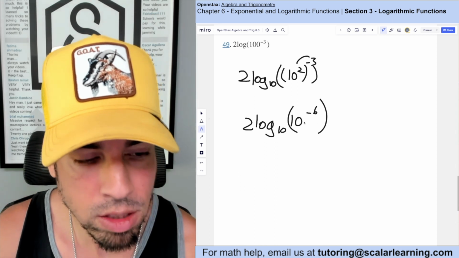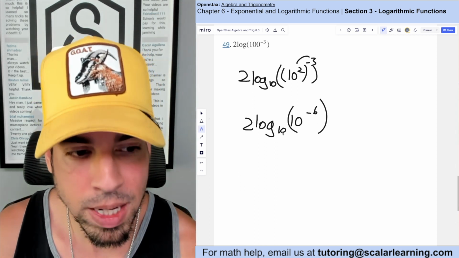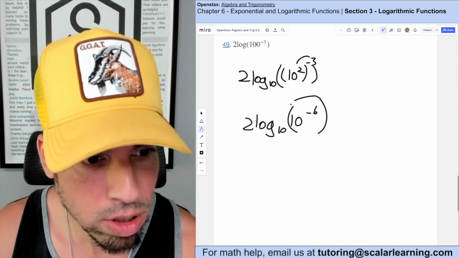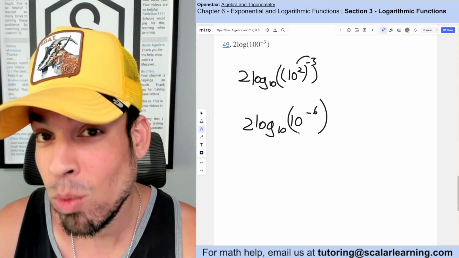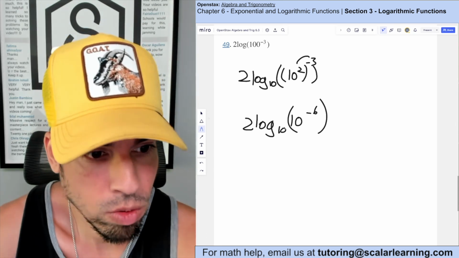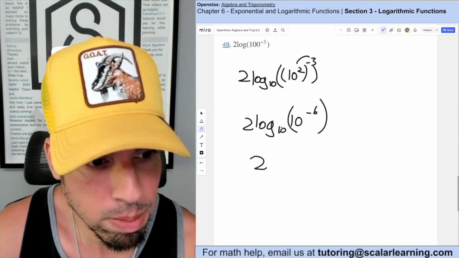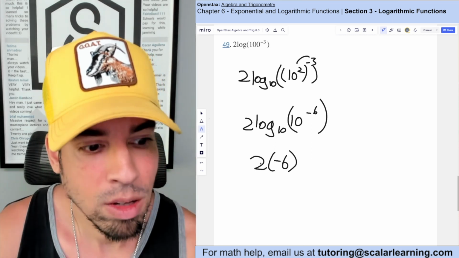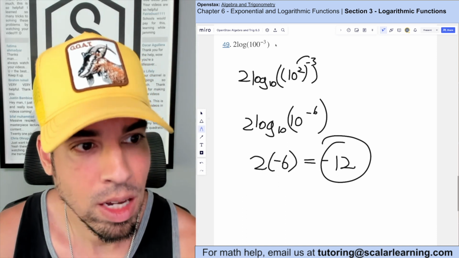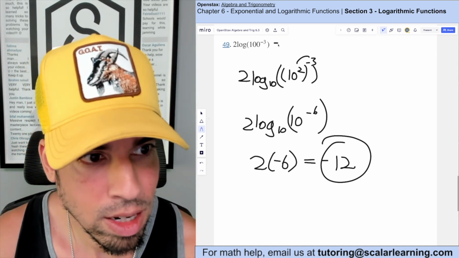So the reason why this is cool is because, remember, log base 10 of something is really asking the question, 10 to what power equals this? So it's saying 10 to what power equals 10 to the -6? Well, of course, it's -6. So this is a nice thing that we can simplify right off the bat. That just becomes -6. Then we have 2 times -6 equals -12. So that's the value.